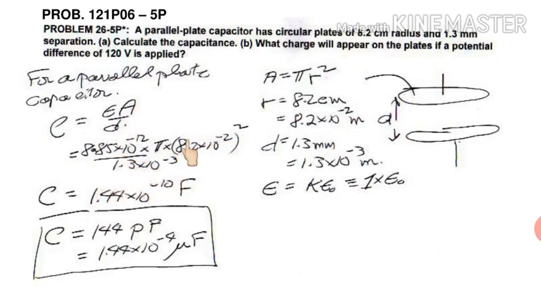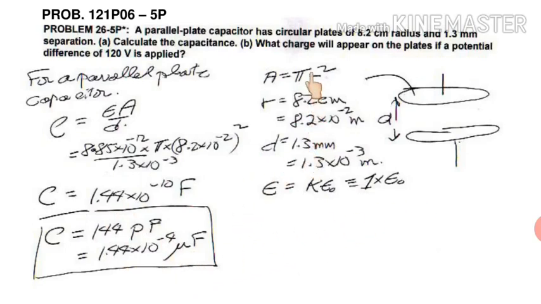So when we solve it, finally what will be the answer? 1.44 into 10 to the power minus 10 farad. And if you want to convert into picofarad, it will be 144 picofarad. And further you can also do the conversion if you want the answer in microfarad. So it will be like this. Okay, so I think this is clear.